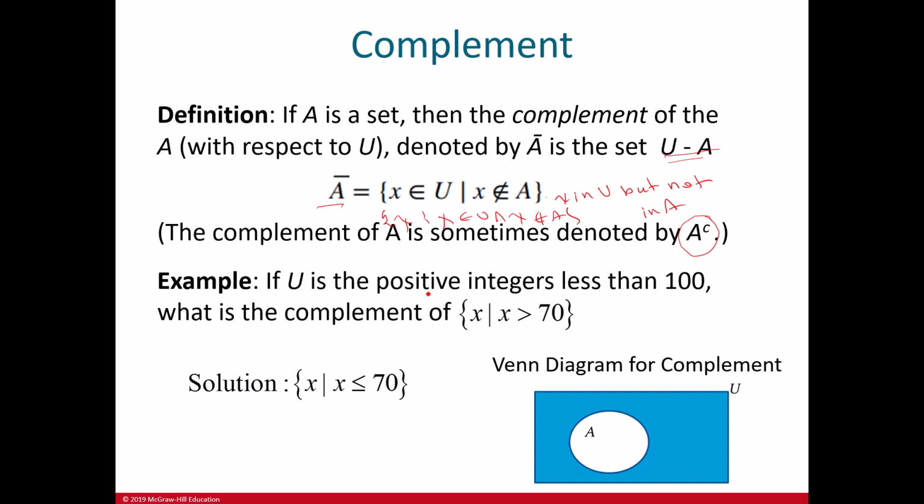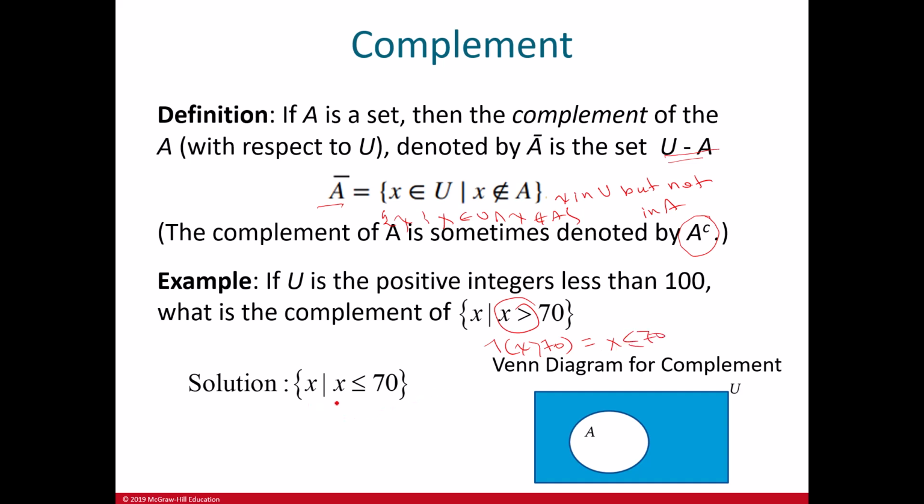All right. But what we have to keep in mind is this operation is relevant to some universe of discourse. So if U is the set of all positive integers less than 100, then for the complement, here we have the set of all x such that x is greater than 70. What is the negation of that? Remember, you take this part here. What is the negation of x greater than 70? It will be x is less than or equal to 70.